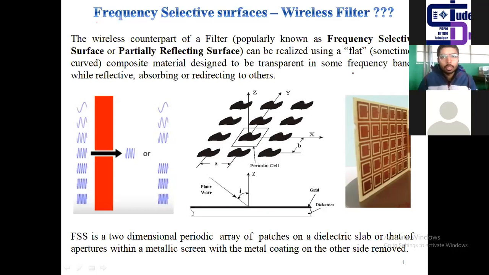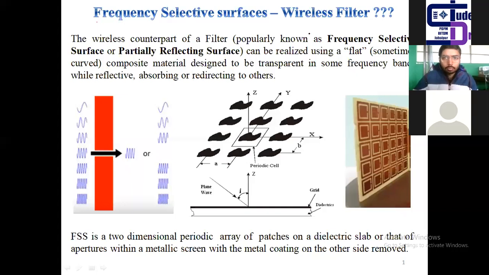So everywhere you can see certain kinds of RF filters. This FSS can be related to this filter, that means a filter for RF circuits. But mostly we say that it's a wireless filter. Now the question is, why is it a wireless filter? Because if you see, it's a periodic structure.